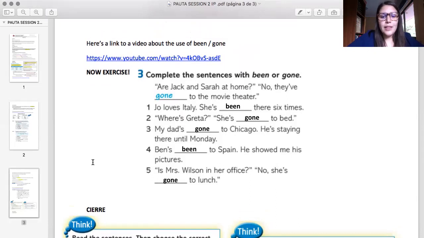Number 3, my dad's gone to Chicago. He's staying there until Monday. He's still in Chicago. Number 4, Ben's been to Spain and he showed me his pictures. So he went to Spain and then came back home and now he's showing me the pictures. And number 5, is Mrs. Wilson in her office? No, she's gone to lunch. So it means that she's still at lunch.